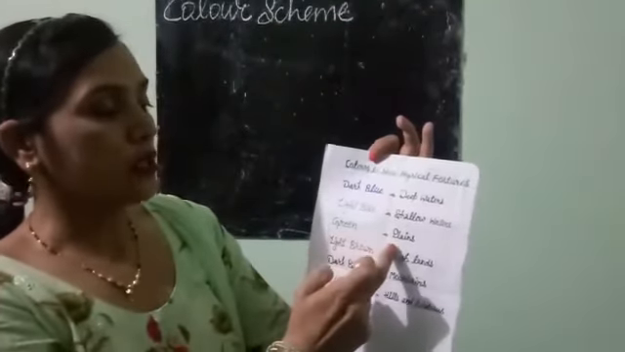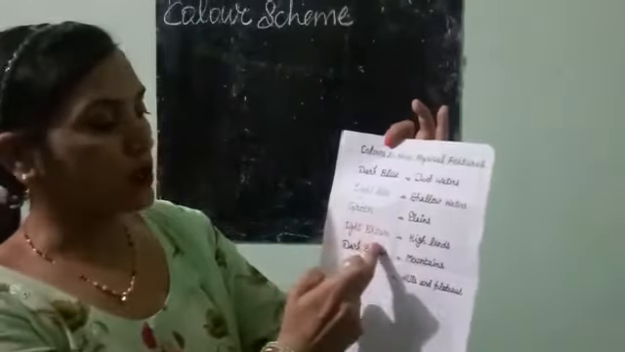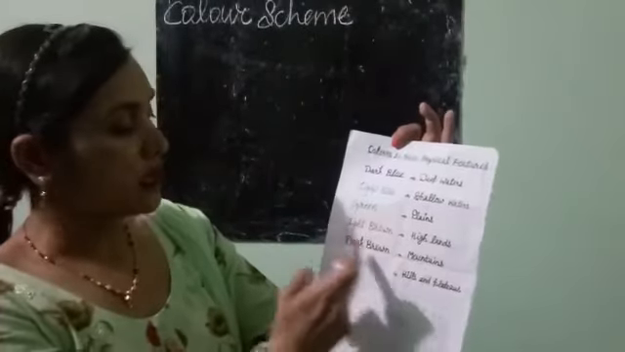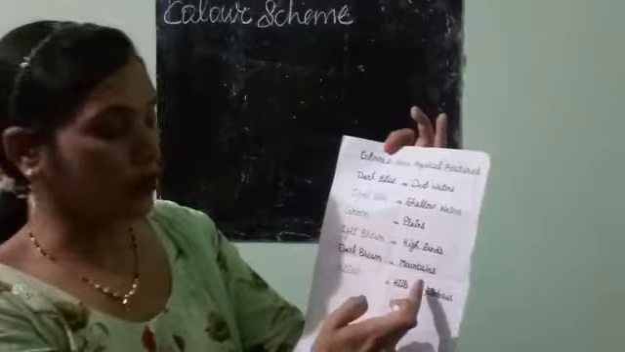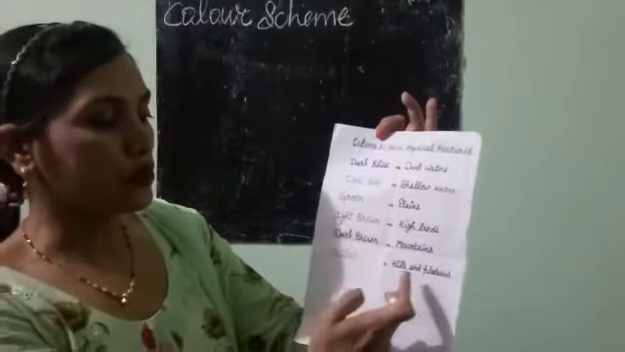Green color is used to show the plains. Light brown color is used to show the highlands and the dark brown color is used to show the mountains. The yellow color is used to show the hills and the plateaus.